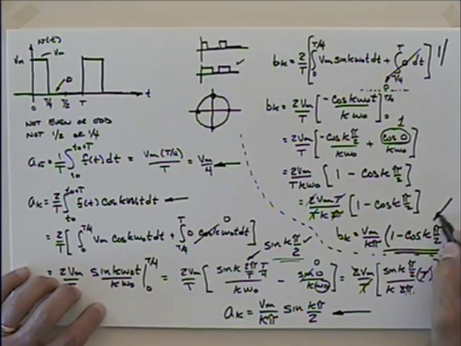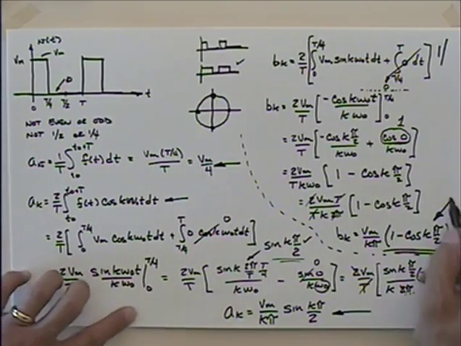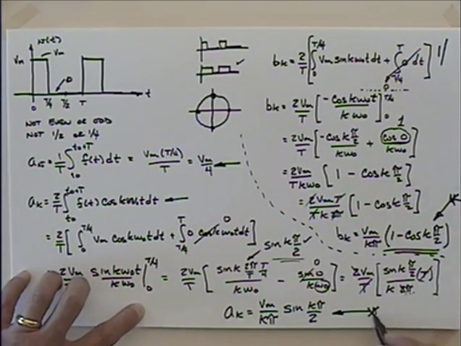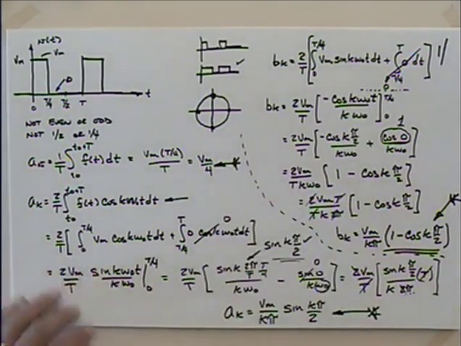So I've got my b sub k, I've got my a sub k, and I've got my average value right there. So I should be able to put those together, right? Questions before we head that way?